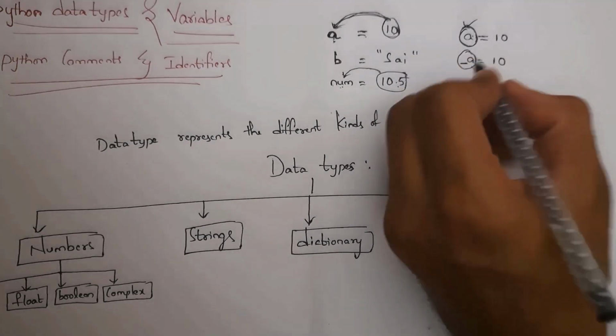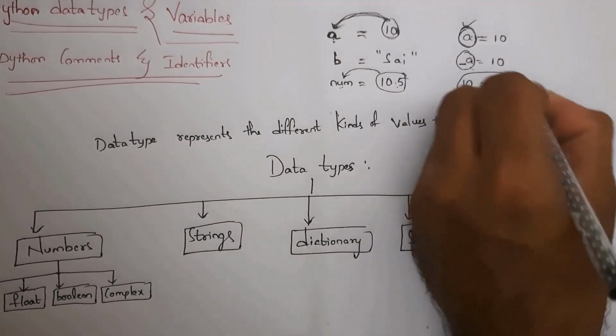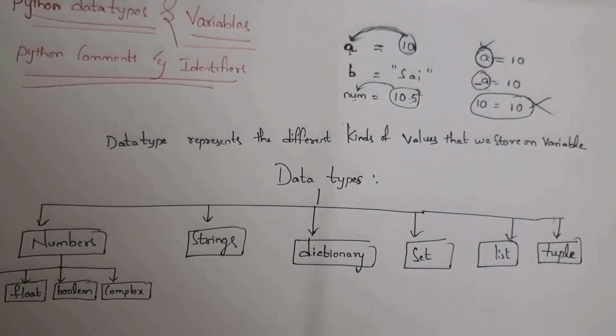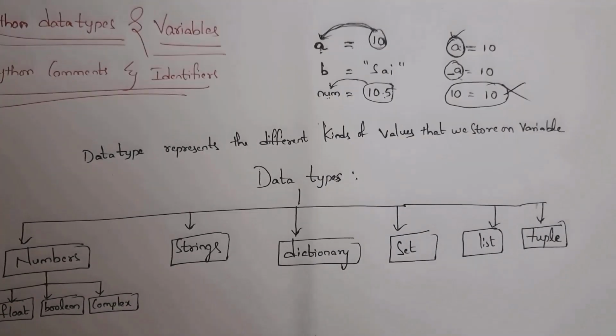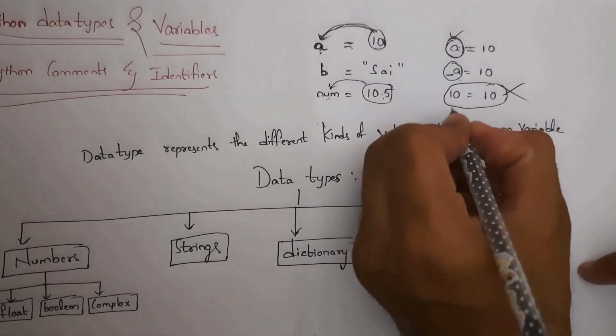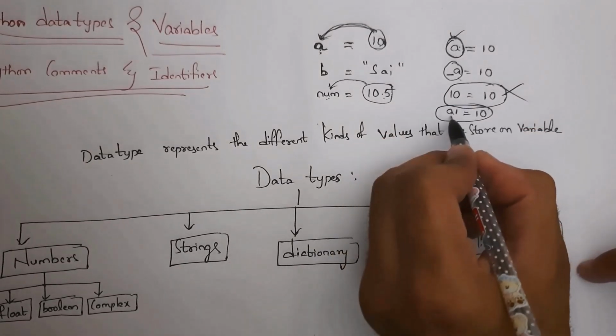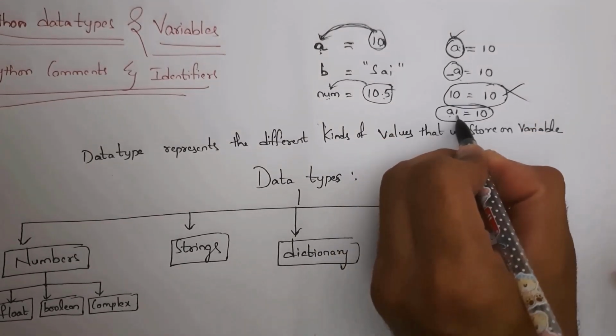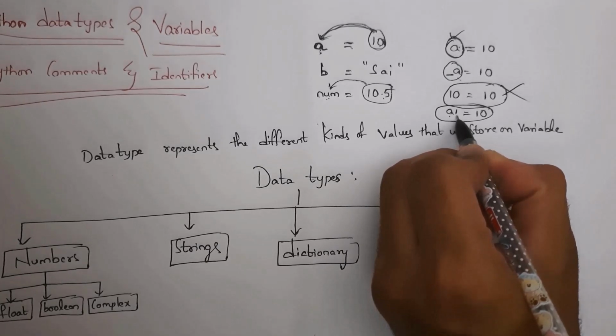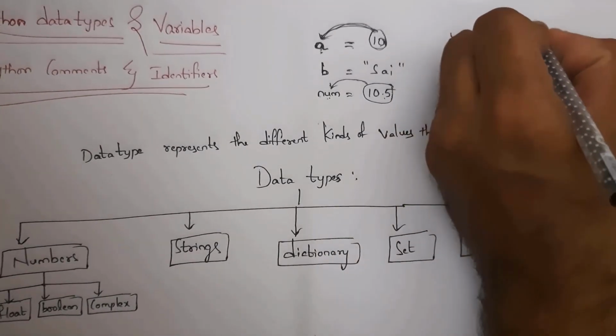And we should not start a variable name with a number. For example, if I give here 10 equal to 10, then it will display an error, because we should not start a variable with a number. And a variable can contain alphanumeric characters. For example, you can write like this: a1 equal to 10. Here after declaring the alphabet you can write a number, but you should not start a variable name with a number.